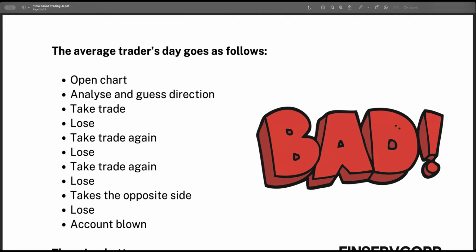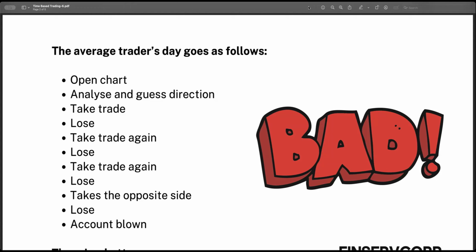whatever bullshit they learned from whoever they paid. Take the trade, lose, take the trade again, lose, take the trade again, lose, take the opposite side because I tried buy, but now I'm selling and it's not working out. Account blown. That's the literal cycle that happens every day for 90% of the retail trading population.